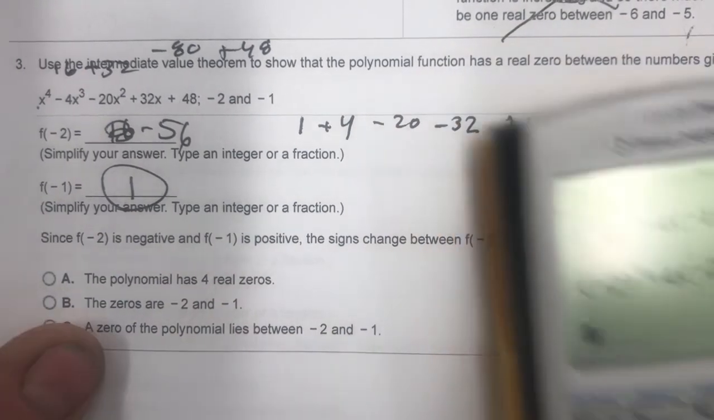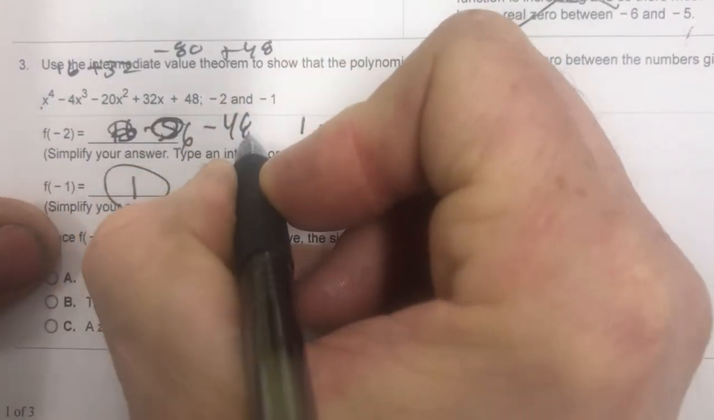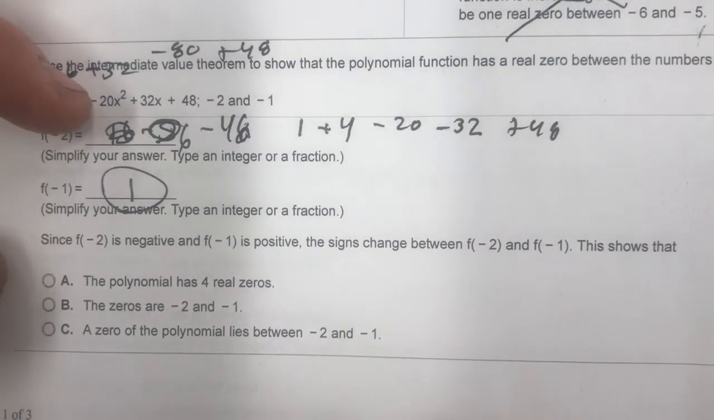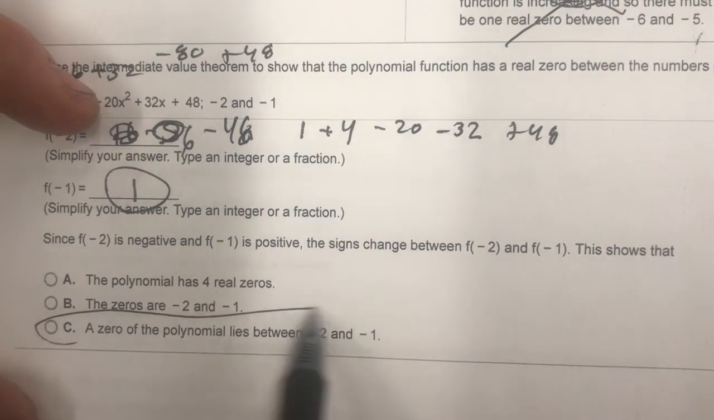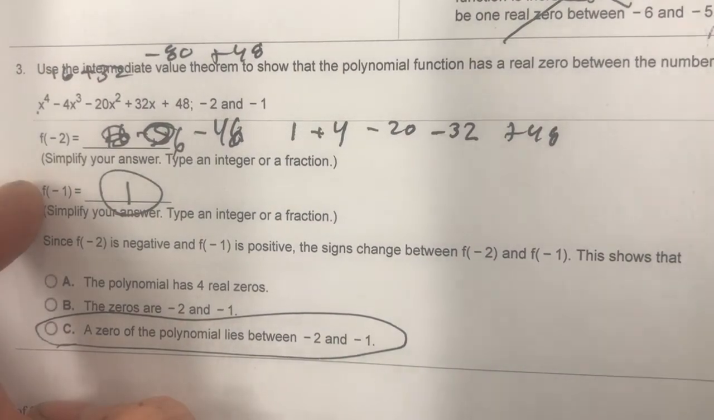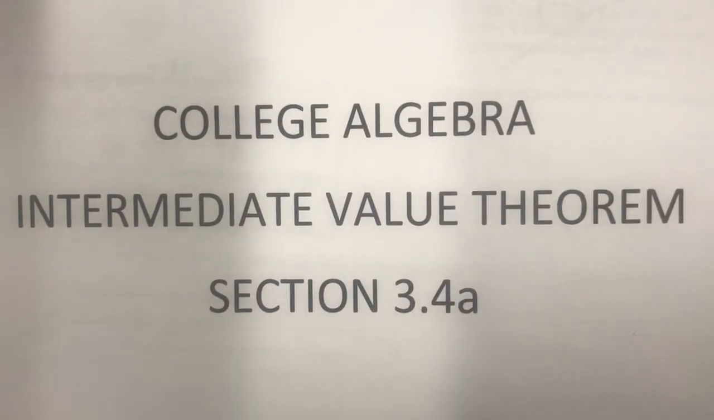All right, I got negative 48 is what I got there. But now, since these are negatives, a 0 lies between negative 2 and negative 1. Okay, so that's what we're doing. Real simple stuff. That's the intermediate value theorem. If you need any help, give me a holler.